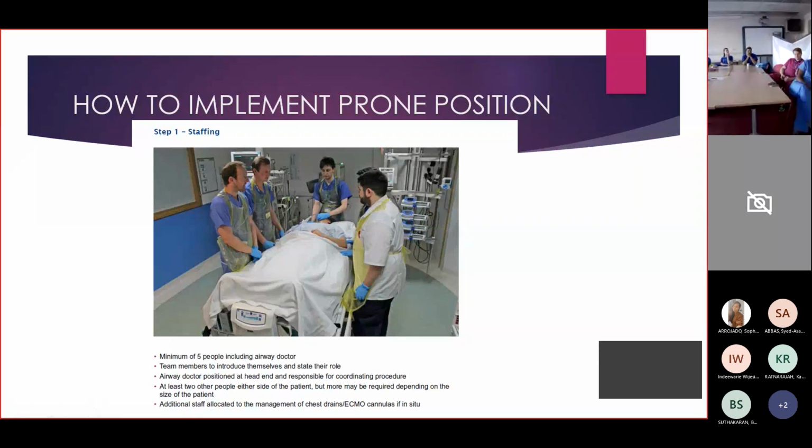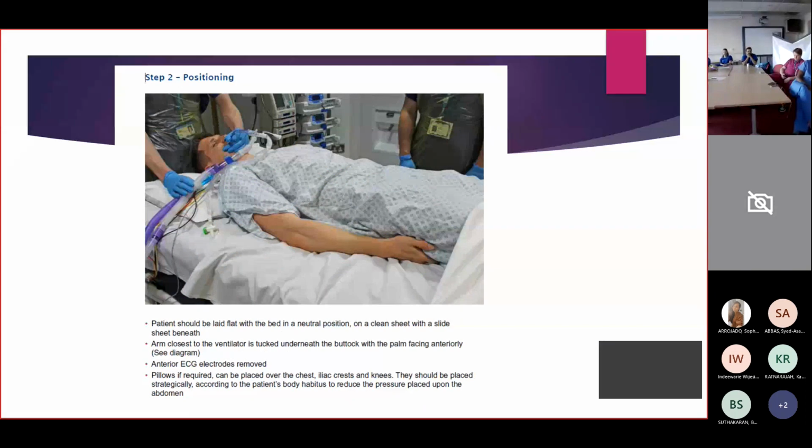A minimum of 5 people, including a doctor at the airway. There needs to be a dedicated person at the airway, and 2 people on either side. The airway person is positioned at the head end, and he is the one who coordinates. In case the patient has more lines or additional drains, we can call as many staff as needed for proning. At first the patient is laid flat in the neutral position on a clean sheet, and a slide sheet is placed beneath the patient.